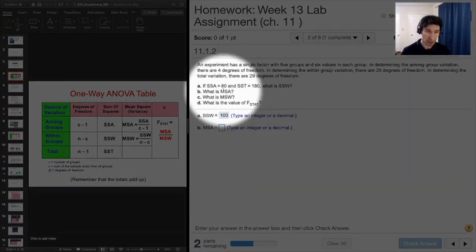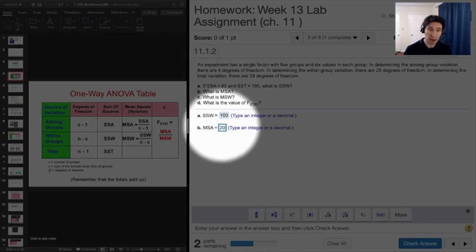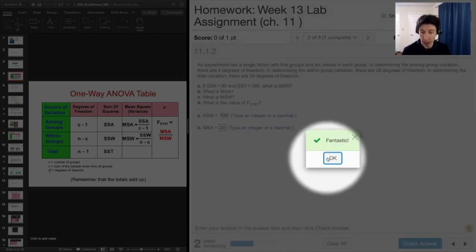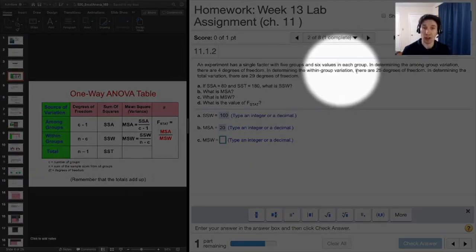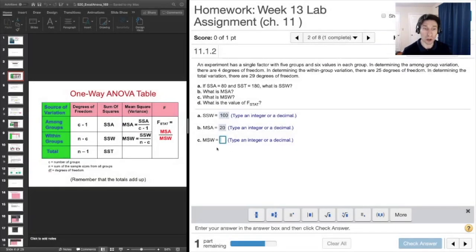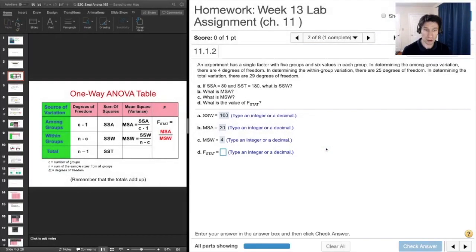What is MSA? Well, we know that MSA is just SSA divided by the among degrees of freedom, and they already told us that was 4, so 80 divided by 4, that's 20. Okay, next one, MSW. Well, it's SSW divided by 25, the within group degrees of freedom. So 100 divided by 25, that's 4. And finally, what is the F stat? Well, it's 20 divided by 4, and that's 5.